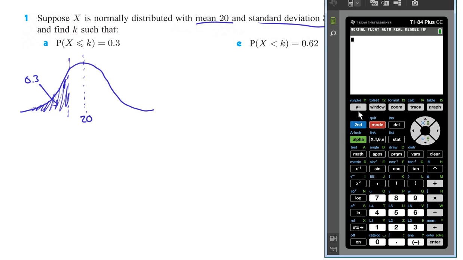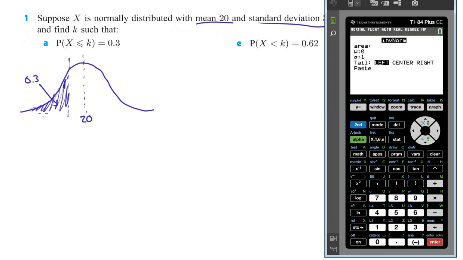So in order to do that, we want to go into second variables, which is our distribution. Instead of using the normal CDF, we're going to actually use the inverse normal. Whenever they give you a percent and you want to find the value, we're always going to use the inverse normal, because normally we have the value and they're having us calculate the percent. So now it's doing the opposite of that. That's the inverse of the normal curve. So we do inverse normal.